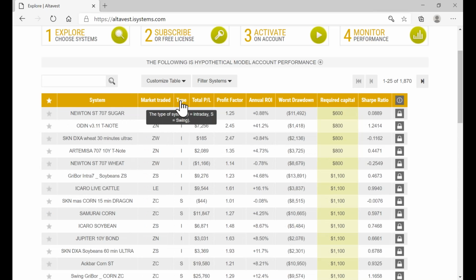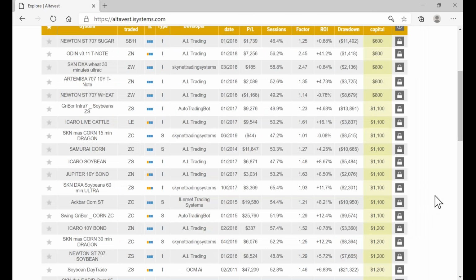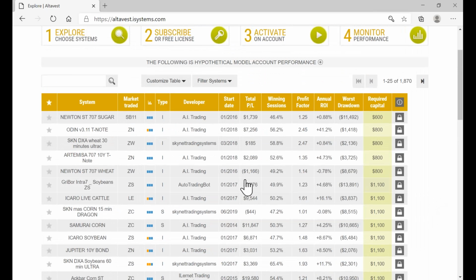And I should also point out there are two types of systems. There's intraday and swing trading systems available. All right, let me go ahead and go back to the default setting on the table. So just letting you know that you can customize what you see.